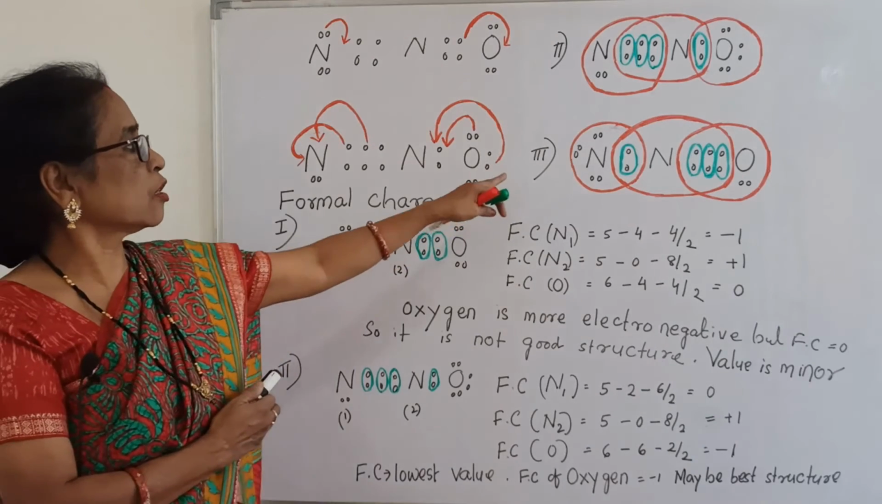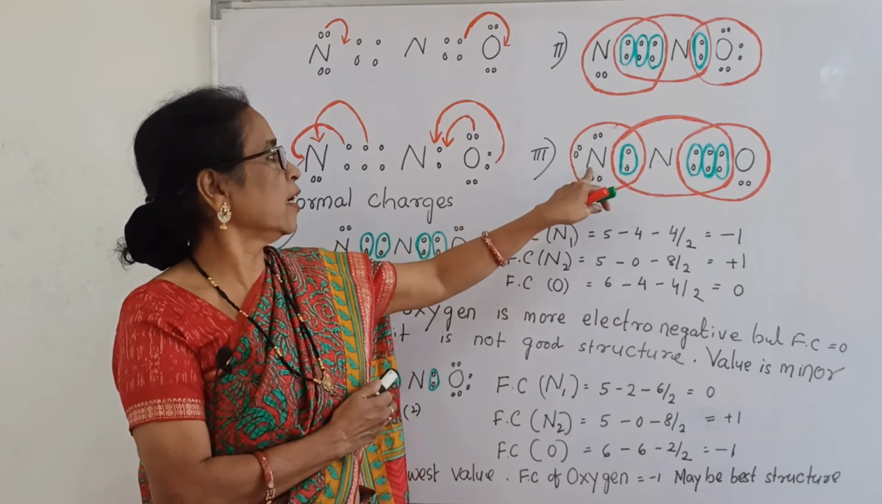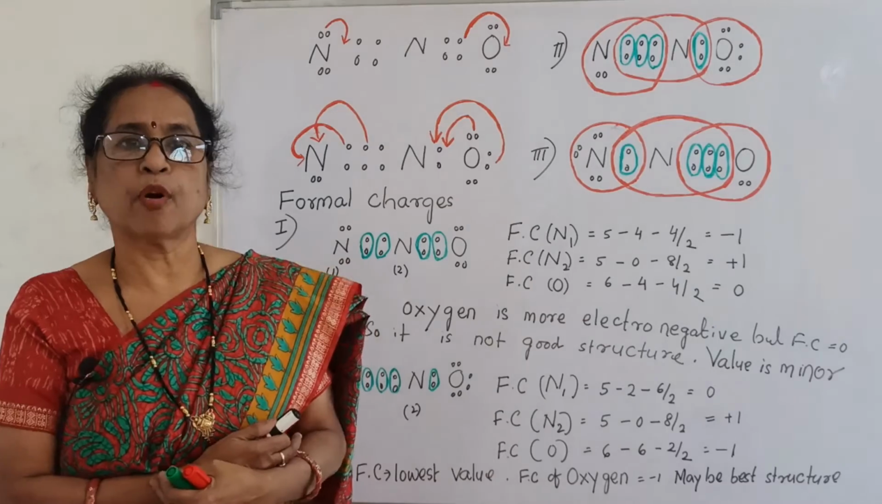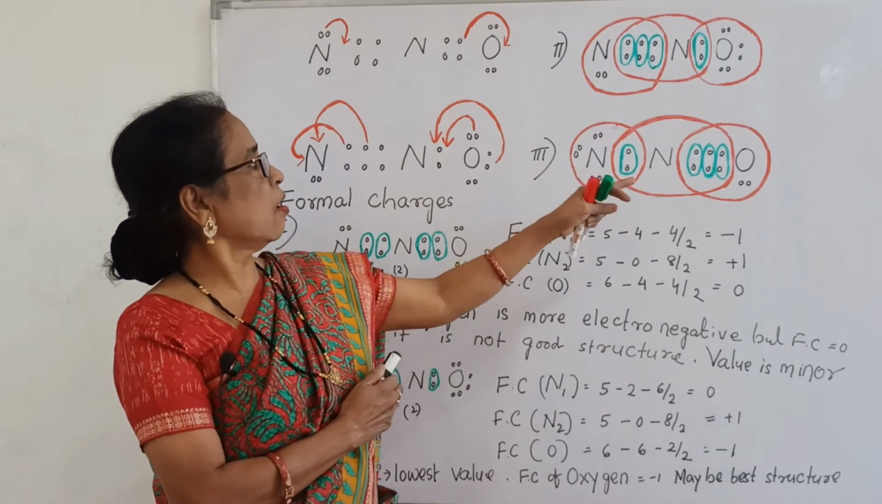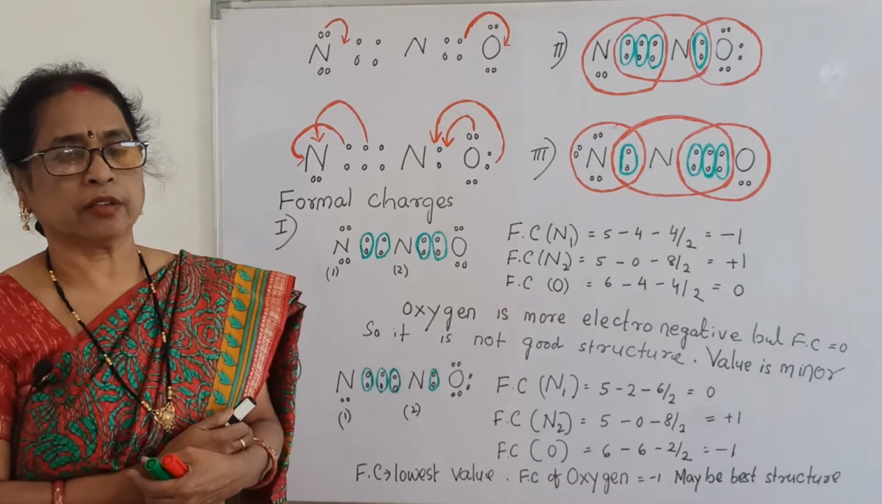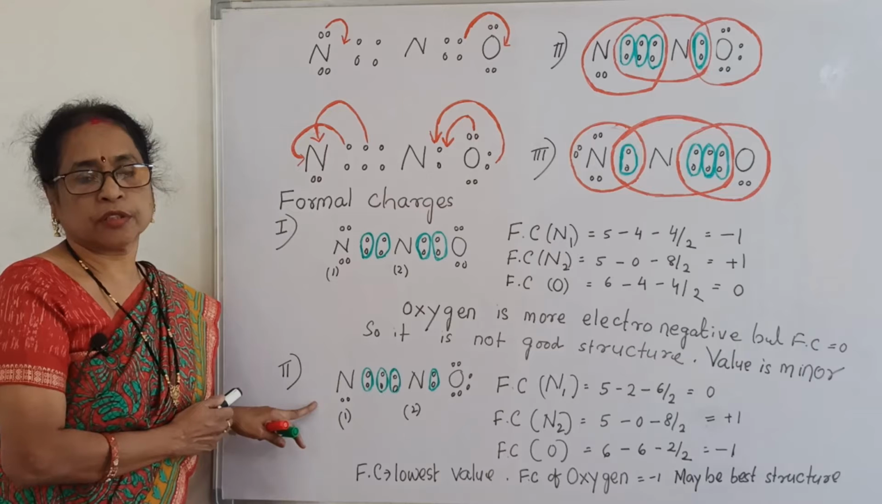Now see this third structure. There is one pair of bonding electrons here between the 2 nitrogens, and between nitrogen and oxygen 3 pairs of bonding electrons. Except these, all are called non-bonding electrons. Now we will calculate the formal charge for the third structure.